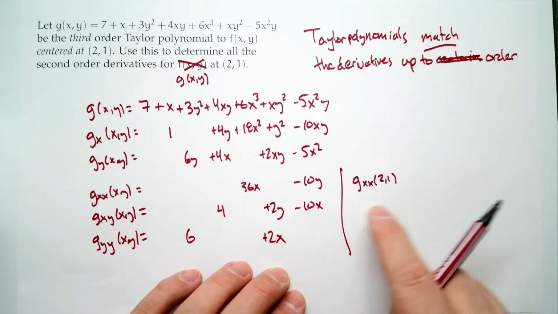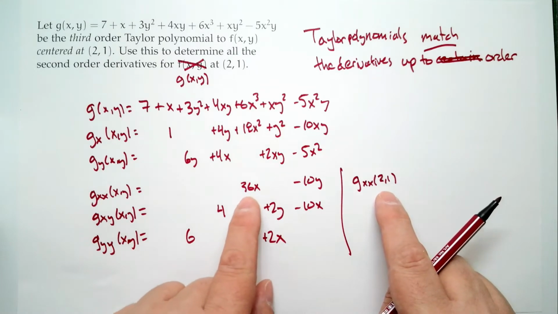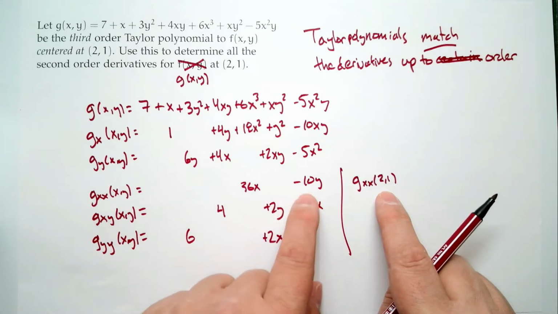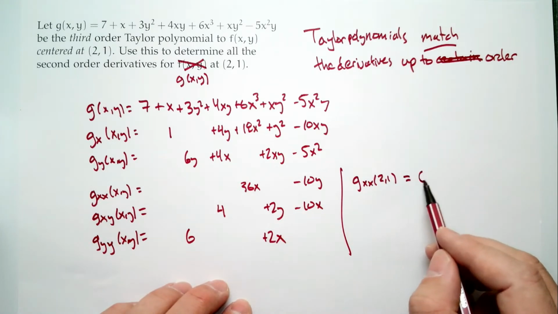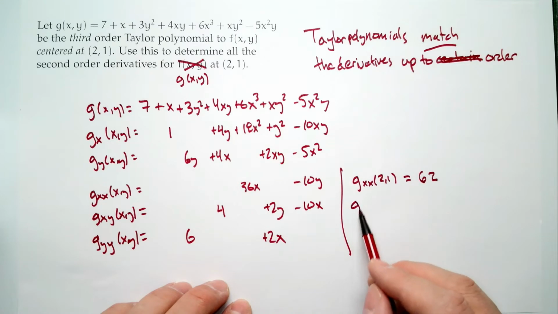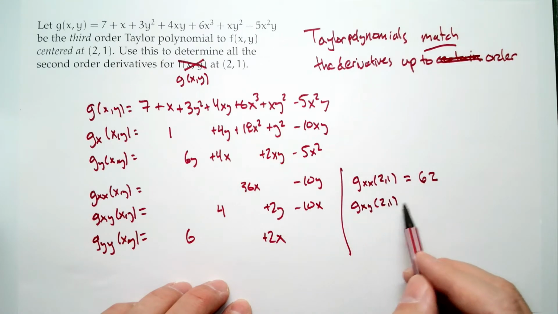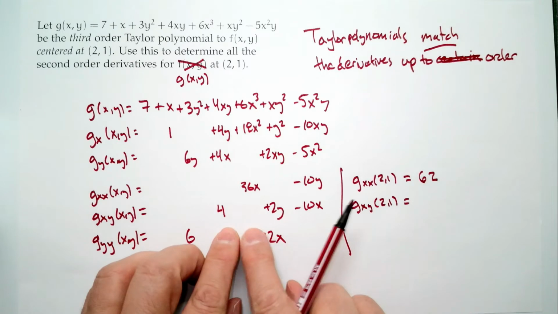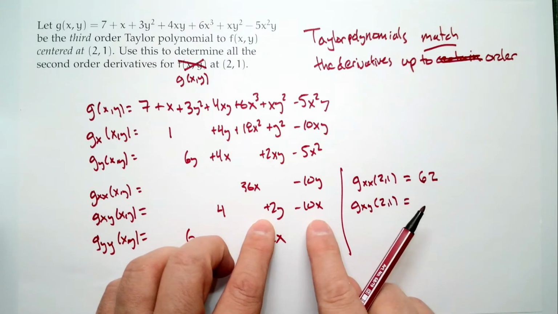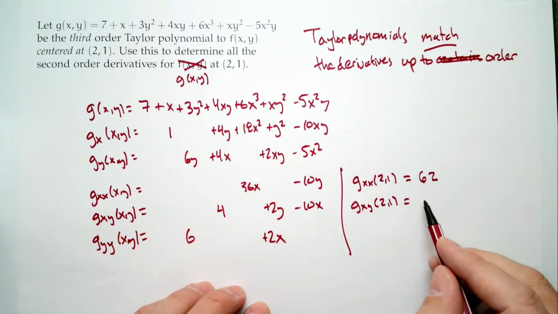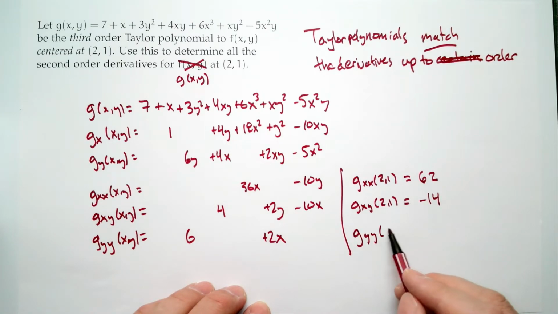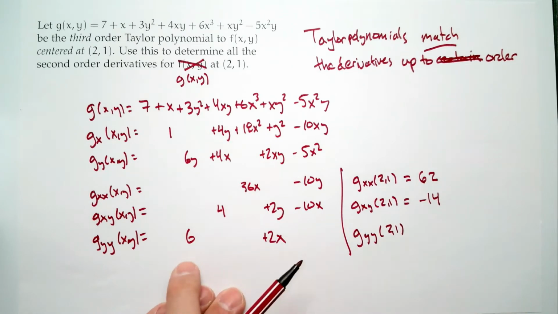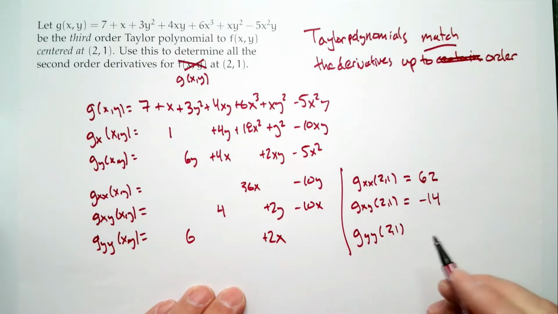So we're going to plug in x equals 2. 36 times 2 is 72. y equals 1, minus 10. 72 minus 10 is 62. g sub xy at (2, 1). Well, we're going to get 4 plus 2 more, that makes 6. Then we're going to subtract 20, so negative 14. And g sub yy at (2, 1). Well, we're going to get 6 plus 2 times 2, makes 6 plus 4, which is 10.